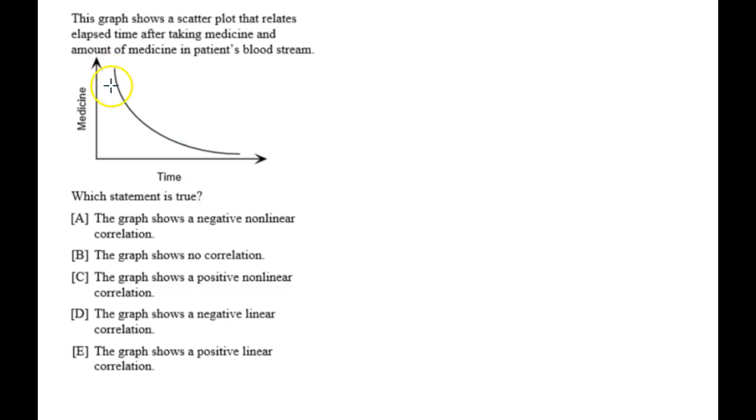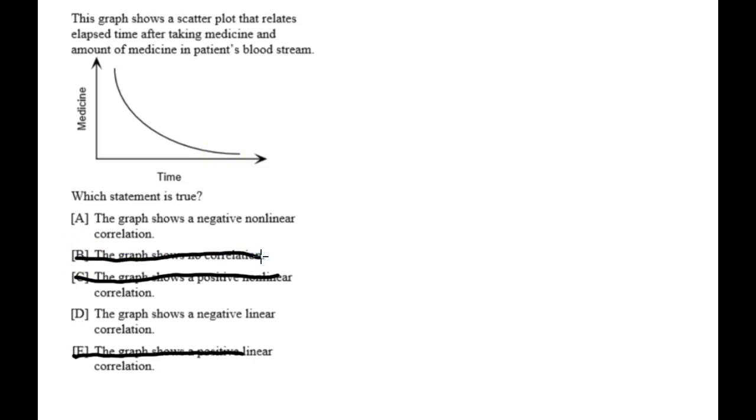So we can eliminate a couple options because we can see this is never going to increase. As time increases, the amount of medicine appears to be decreasing pretty steadily. So anything that has a positive correlation, we can get rid of. So we can get rid of C and E. We can also get rid of B that says there's no correlation. Well, that's not true. This amount of medicine is going down at a constant percent. So we can get rid of B. So now we have it narrowed down to A.